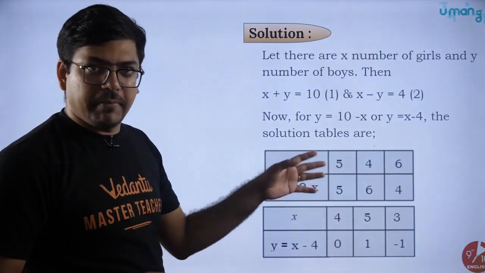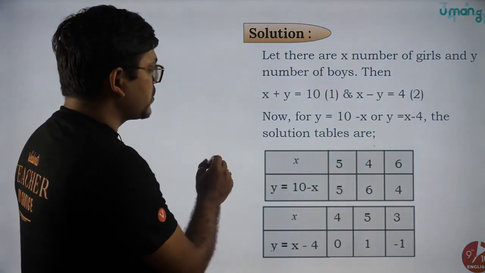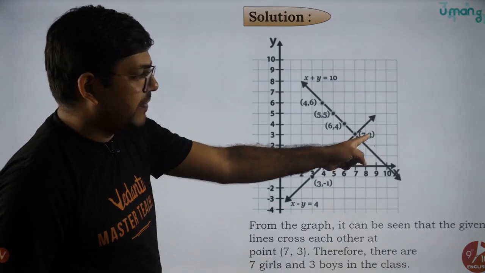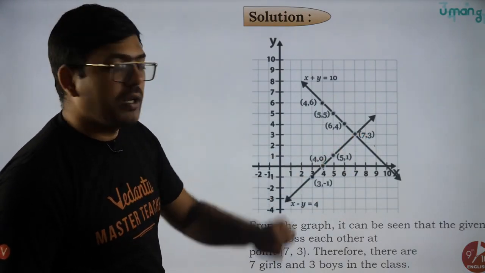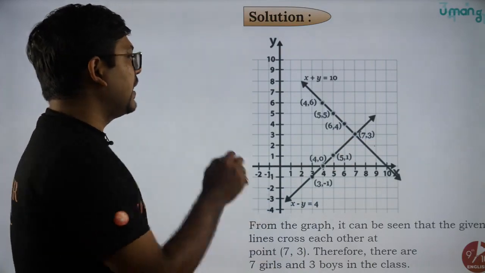So here they have made the graph using again the column method. That is what you have to do also. Using that column method, you will also get 7, 3. Number of girls 7, number of boys 3. The same as what we have also got. Okay, fine. Let's move on.